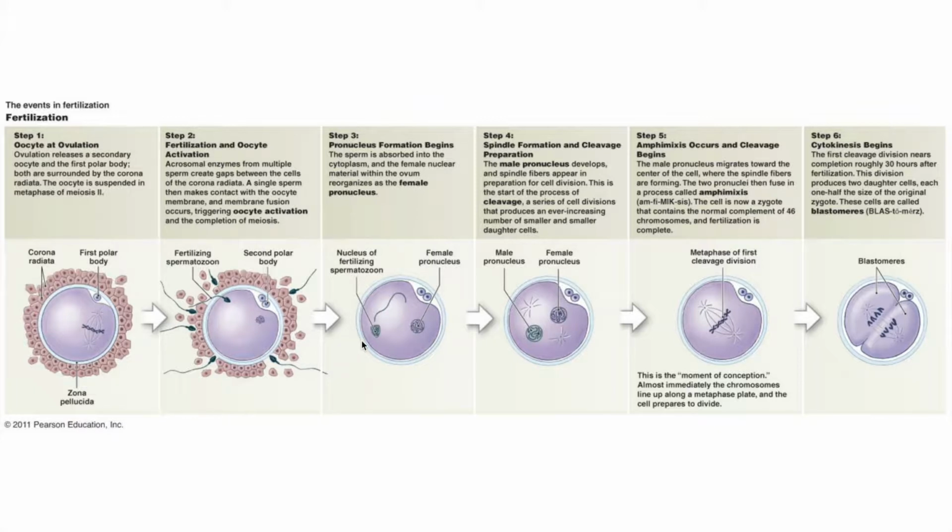This causes the male and female pronuclei to form, and these spindle fibers start to form. Then the pronuclei fuse in a process called amphimixis, and the cell now has the normal chromosome number, which is 46 or 23 pairs. Then cytokinesis will produce 2 daughter cells, each half the size of the original zygote, and these cells are called blastomeres.